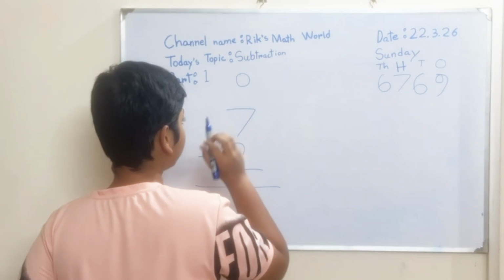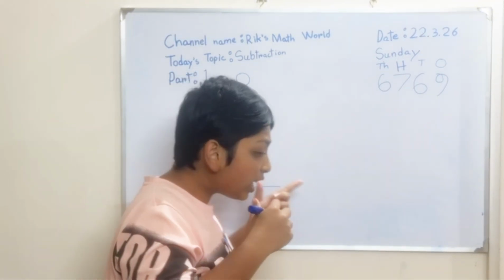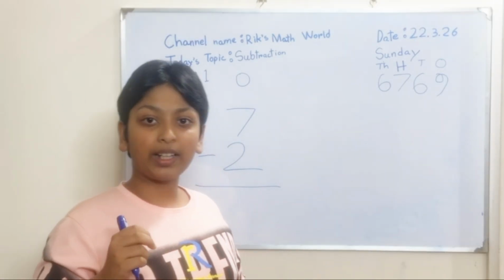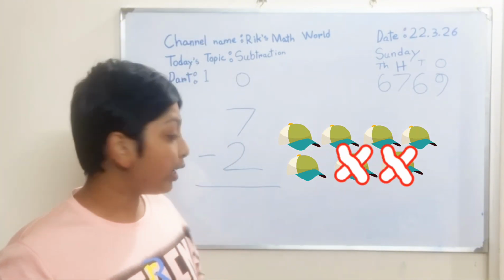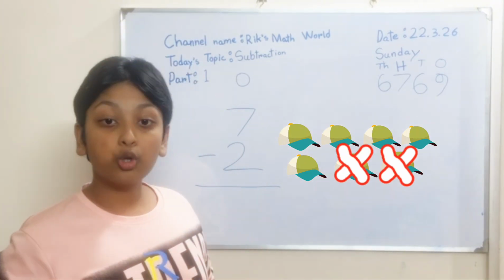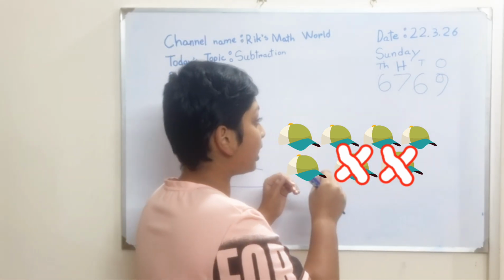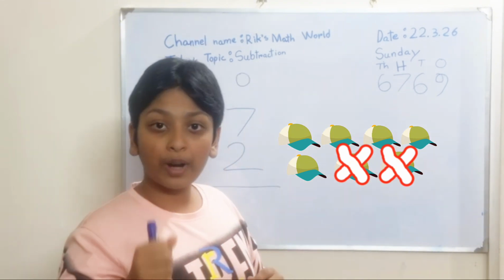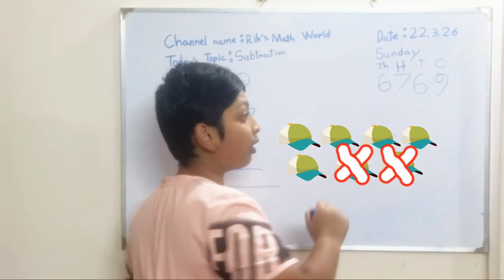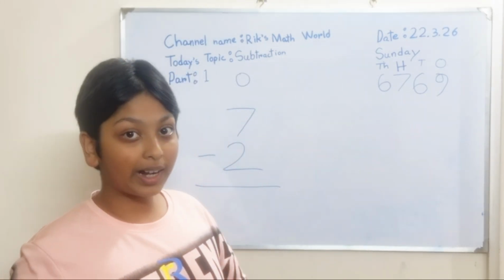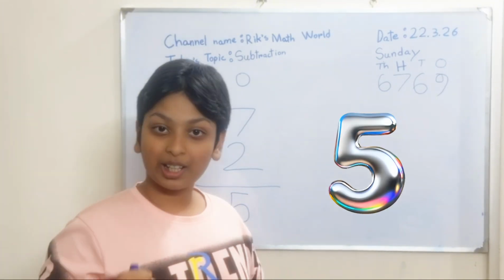So the first number we can see is 7. Think that you have 7 caps, and you want to give 2 of them to your friend. So if you have 7 caps and if you give 2 caps to your friend, how many remain? 1, 2, 3, 4, 5. 5 caps remain. So we will write here 5. So the answer we got is 5.